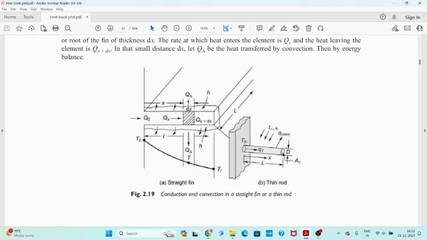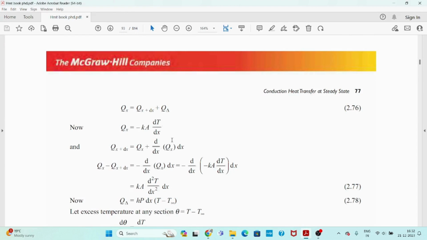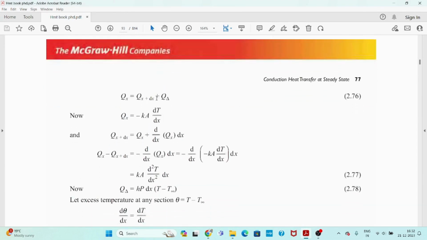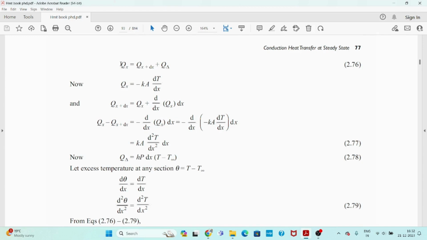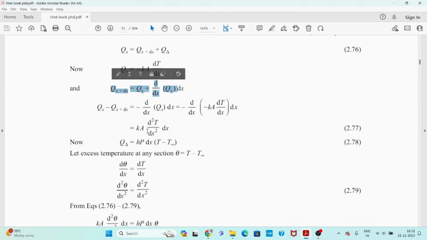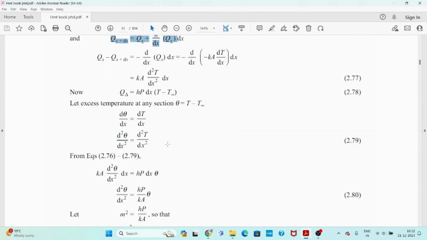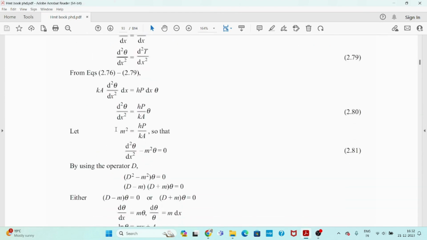Suppose a uniform cross-sectional fin, and here is some derivation. Some of the formulas you must remember, like this equation of Q is equal to minus kA dT/dx, Fourier's law, Q at x plus dx. This is the equation. This is just the expansion, and you will get this equation. Okay. So will you remember this also?